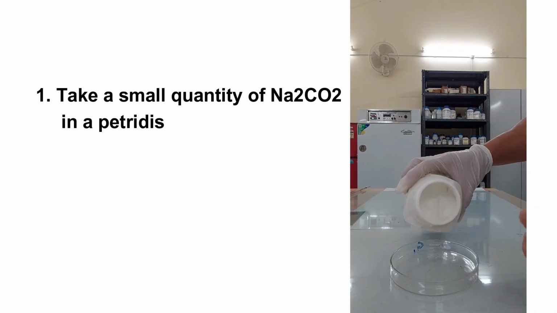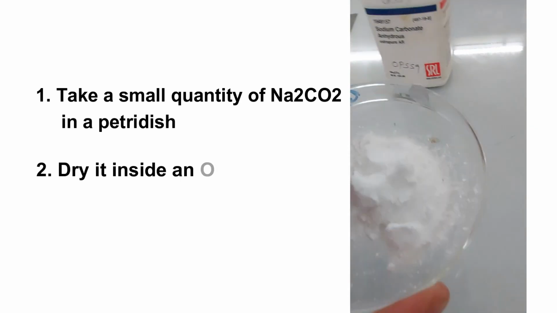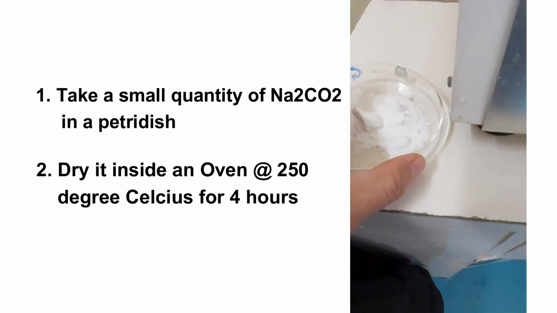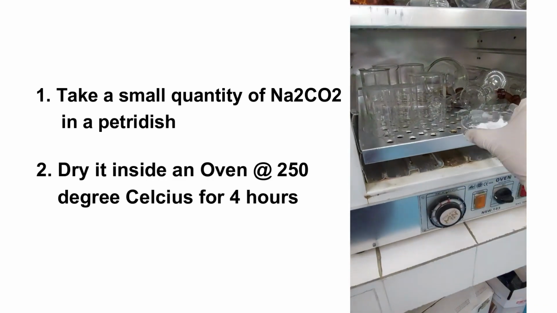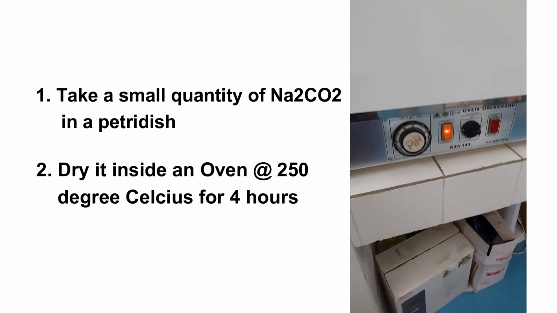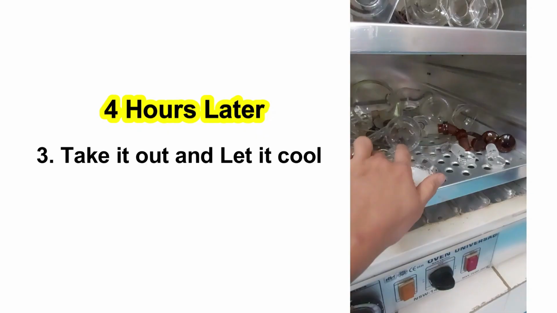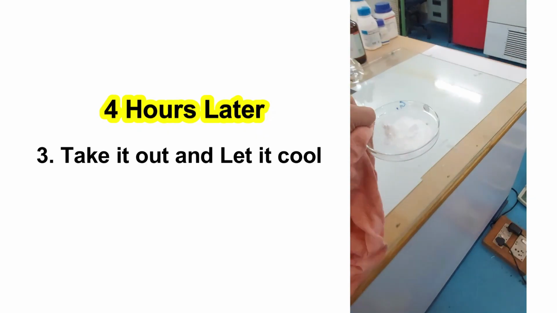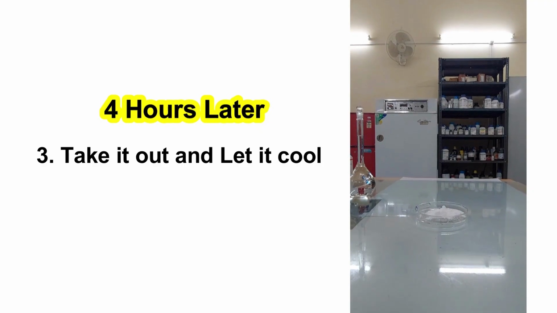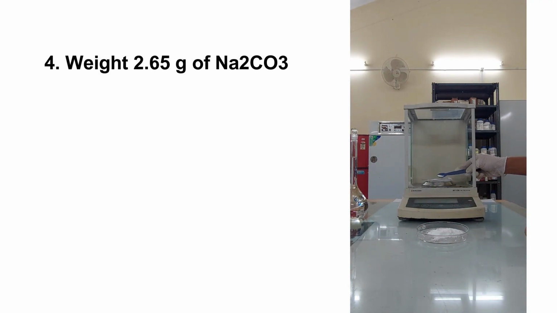To start preparing this solution, first take a small quantity of sodium carbonate in a petri dish and then dry it inside an oven at 250 degrees Celsius for 4 hours. And then 4 hours later, take it out and let it cool. Then with the help of a weighing balance, weigh 2.6 grams of sodium carbonate.